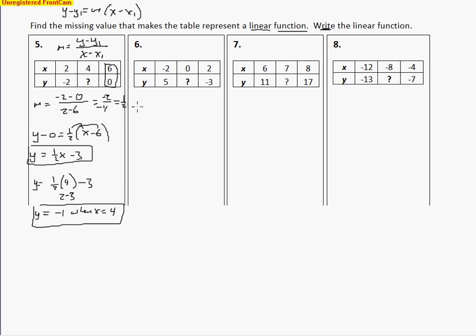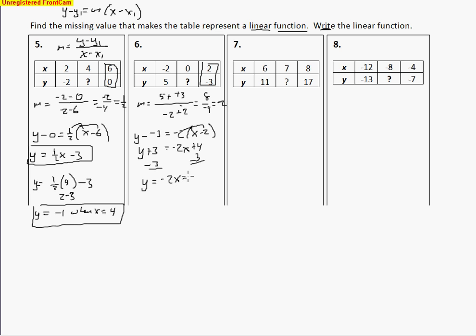So on this one, same sort of thing. We're finding the slope. So 5 minus negative 3 all over negative 2 minus 2. So I'll add the opposites, and I'm left with 8 over negative 4, which makes negative 2. And so from that point, I'll take a point. I'll take this one right here. So I have y minus negative 3 equals negative 2 times x minus 2. So I distribute. This is going to be y plus 3 equals negative 2x plus 4. Positive 4 because of the two negative signs there, and I subtract the 3. So I'm left with y equals negative 2x plus 1.